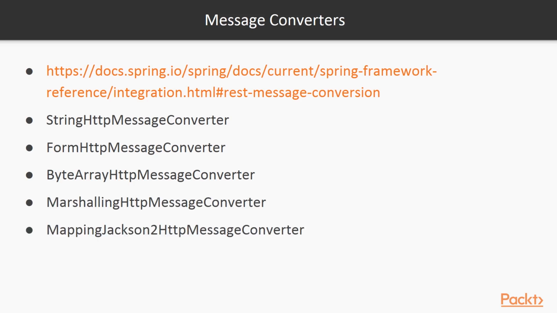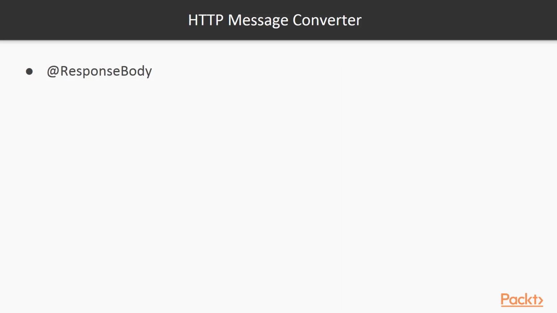The MappingJackson2HttpMessageConverter can read and write JSON using Jackson's ObjectMapper. The MappingJackson2XmlHttpMessageConverter can read and write XML using the Jackson XML extension. That's why it's called mapping Jackson 2 XML. If you want to use the MappingJackson2 message converter, you would have to provide the Jackson dependency. Otherwise, you are good with all the message converters that you have and you don't have to configure anything.